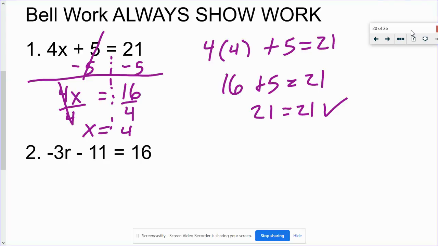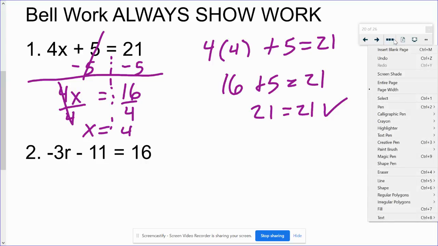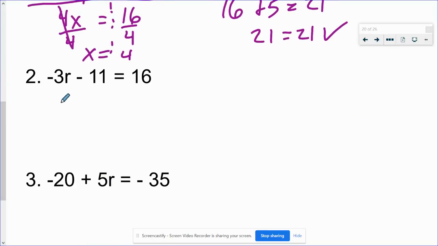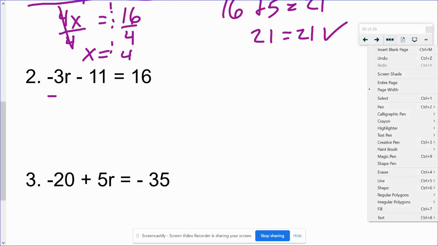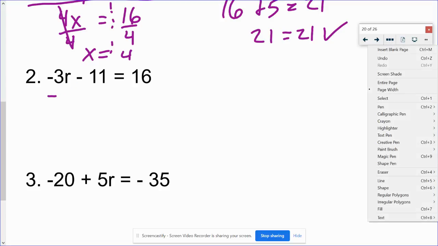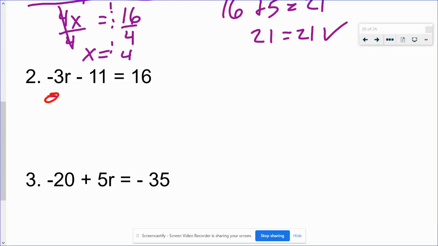All righty. Now let's look at the next problem. Let's see if I can switch my pen color. Go red. Okay, so now we have a negative. Oh, nope, I didn't change the whole thing. I'm sorry, guys. Like I said, my head is not thinking very well today.